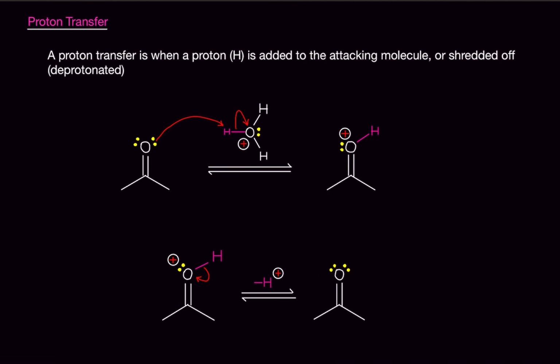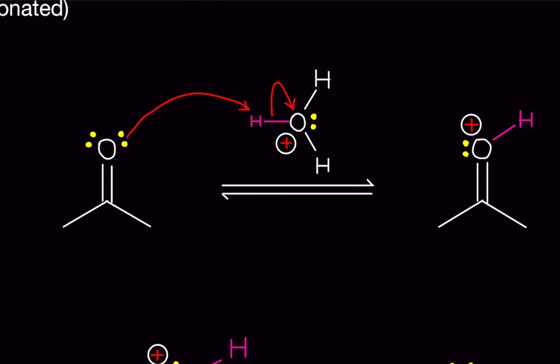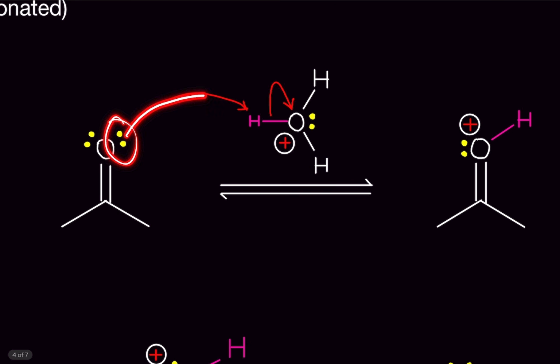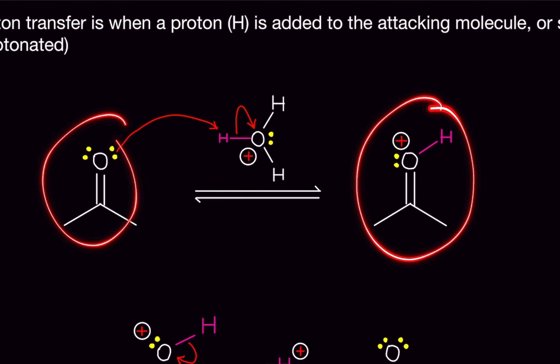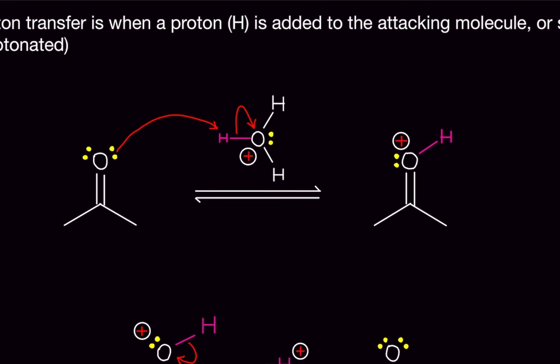The third way is proton transfer. Proton transfer is when a proton is added to the attacking molecule or shredded off, or deprotonated. It's pretty simple. What's going to happen is electrons are going to target a proton and basically steal it. So you'll notice that it has now stolen the proton, using the electrons.